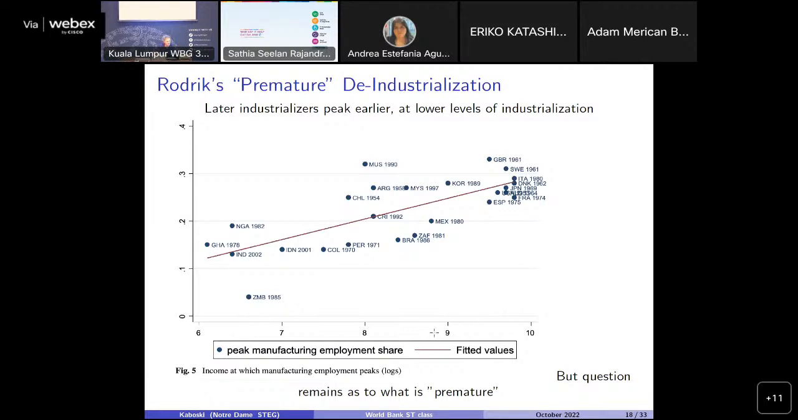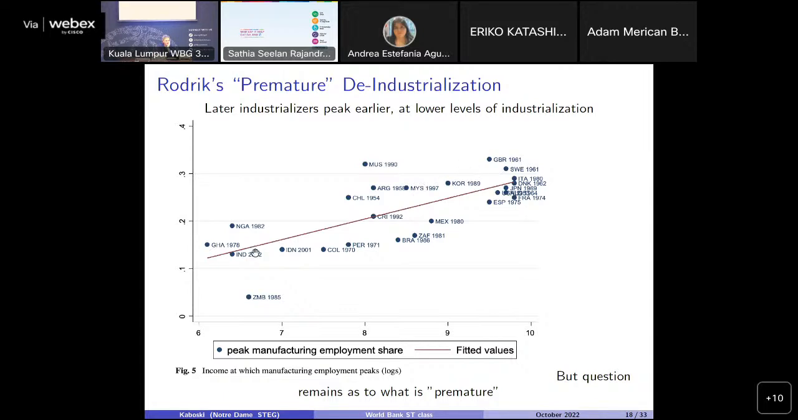So this is the peak. This is the income at which manufacturing peaked. And this is the share at which it peaked. And so over here, you see that rich countries, Great Britain, Sweden, Italy, Denmark, Japan, the USA, Spain, France, missing one other here, Germany, all peaked, you know, early in the 60s, but late in the sense that they were rich countries when they peaked, and late in the sense that they had high shares of manufacturing when they peaked.